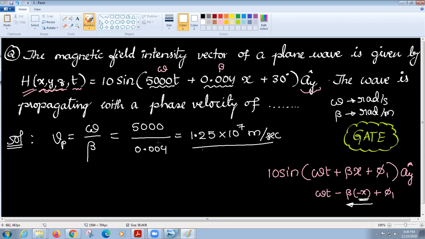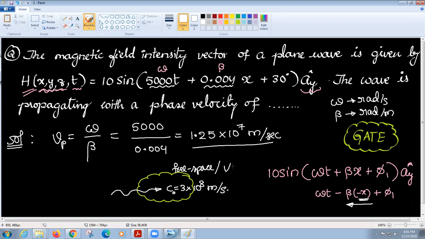All right, now what do you think? If an EM wave is traveling in free space or vacuum, you can approximate like this: the phase velocity of the EM wave in free space or vacuum is given by c naught, 3 multiplied by 10 raised to the power of 8 meters per second. Electromagnetic waves love to travel either in free space or vacuum, because they are lossless. That is the ideal case.